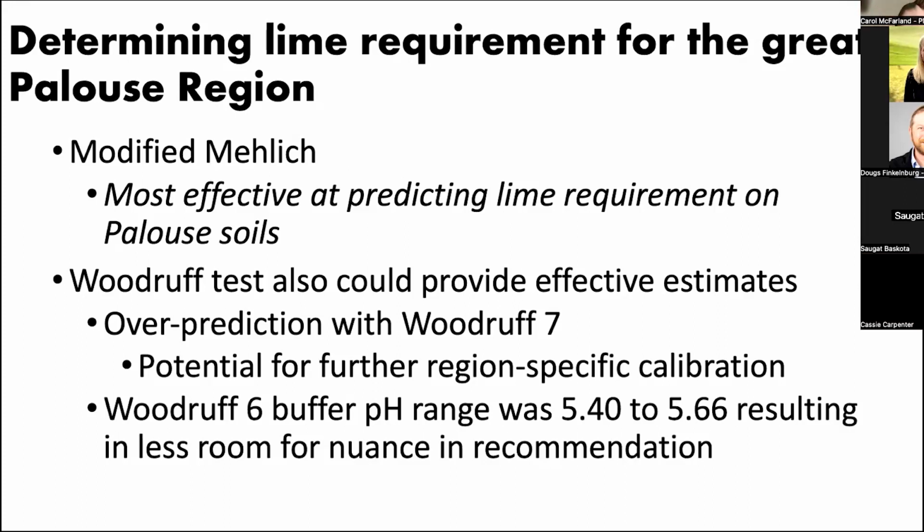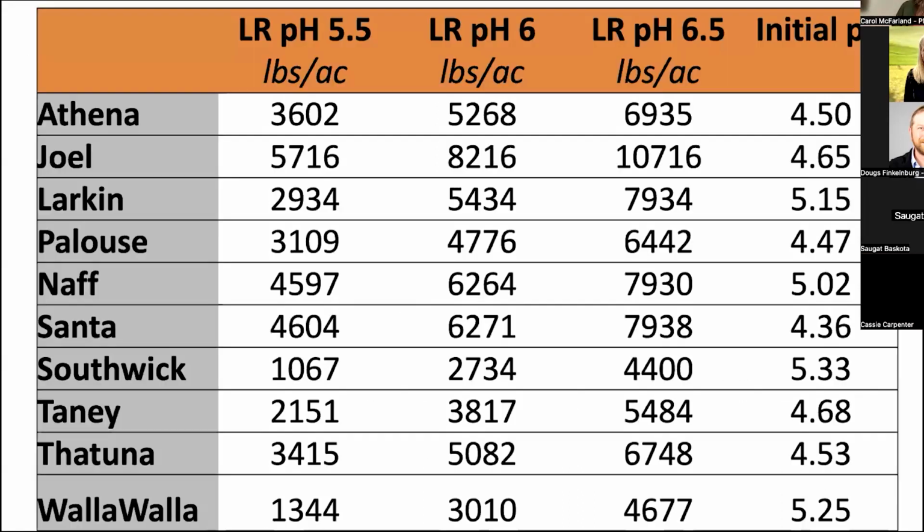So what I would like to see when being able to really determine effective lime programs is more room for capturing a couple hundred pounds of difference, because that's real money. And that range of 5.4 to 5.66 really gives a lot more coarse estimates for your lime requirement. And so I'm not quite sure what to do about that, but that did make that, in my mind, a less favorable test because we're just not able to capture the nuance in those recommendations.